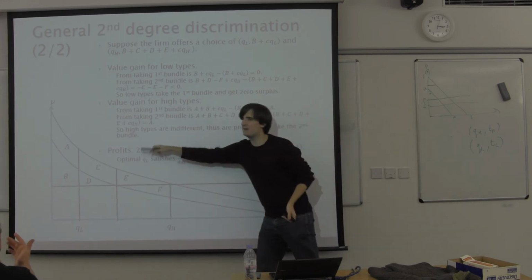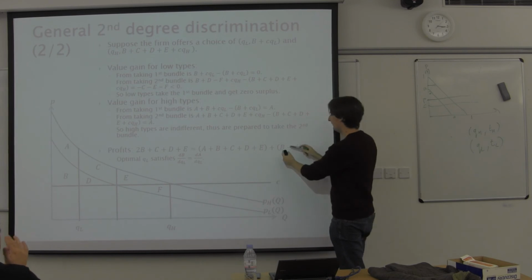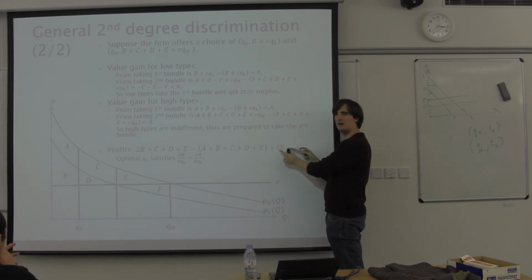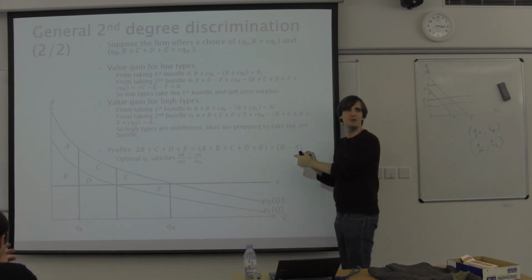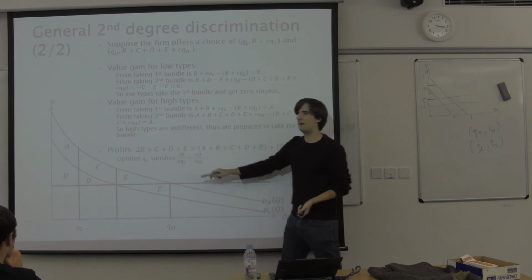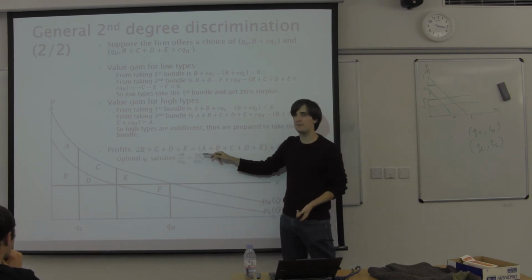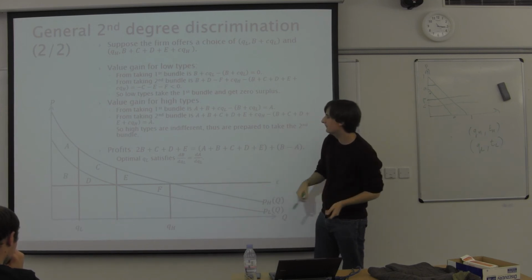So if we differentiate firm profits with respect to QL, all we're going to get is the derivative of B with respect to QL minus the derivative of A with respect to QL. So at a maximum, at an optimum, the derivative of B with respect to QL has to be equal to the derivative of A with respect to QL.